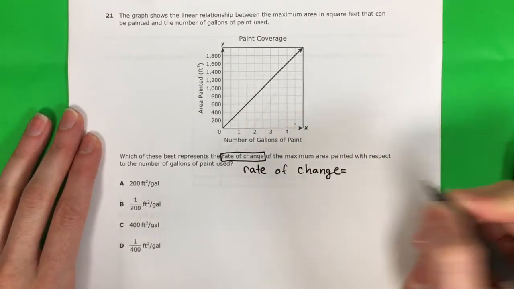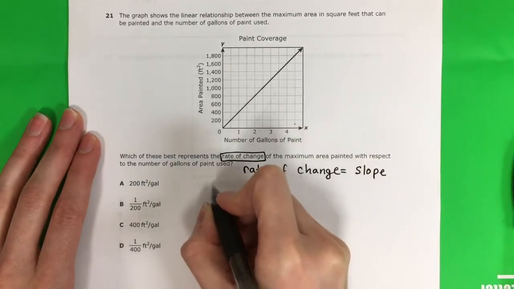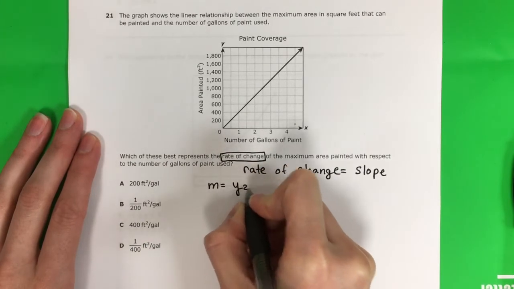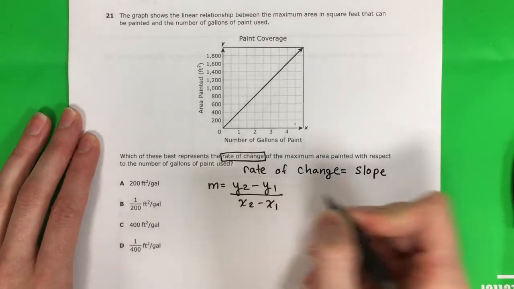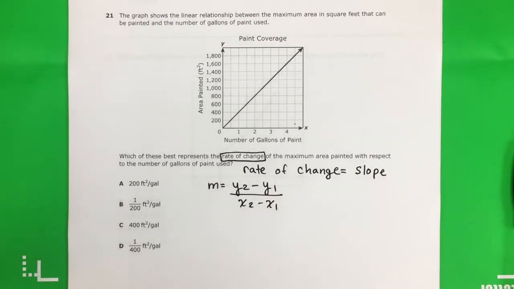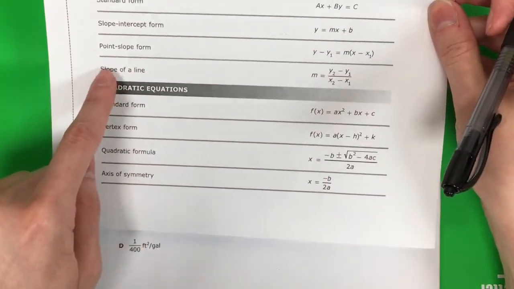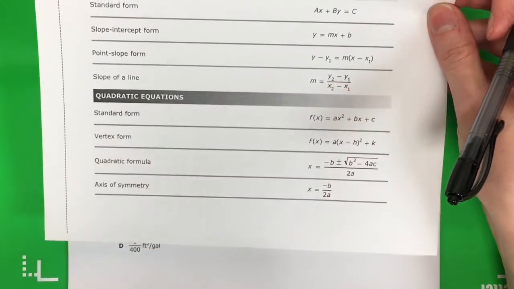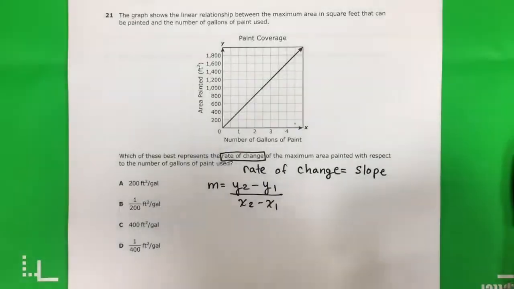Another word for rate of change is slope. And the formula for slope is m equals y2 minus y1 divided by x2 minus x1. And you don't need to remember this formula. It's actually in your formula sheet. Let me show you. It's in this formula sheet that they give you on the test, and you just look for slope of a line, and here's the formula: m equals y2 minus y1 divided by x2 minus x1.